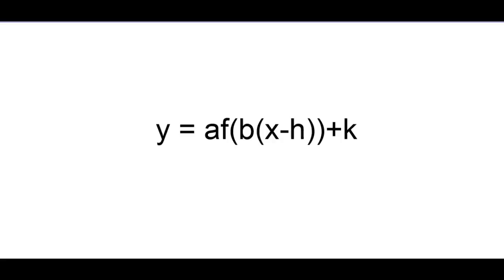Then if we have K, we were talking about K being your vertical translation. So this is where you're moving up or down. If K is positive, you're going up. If K is negative, you're moving down.